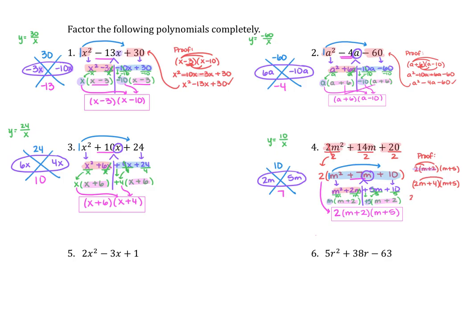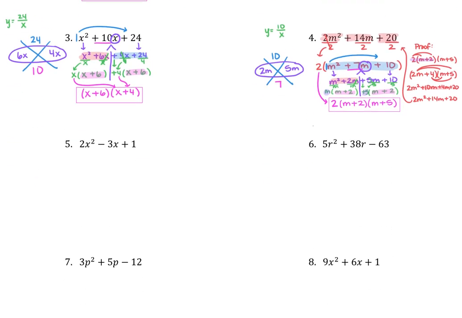2m times m gives me 2m squared. 2m times 5 gives me 10m. 4 times m gives me 4m. And 4 times 5 gives me 20. When I combine those like terms, I get back to 2m squared plus 14m plus 20. If I would have only done the 2 parentheses and I would have forgotten the 2 out front, it wouldn't have matched. So that would have been a giveaway that I forgot to include my very first GCF as part of my answer. All right, let's look at a few more examples.